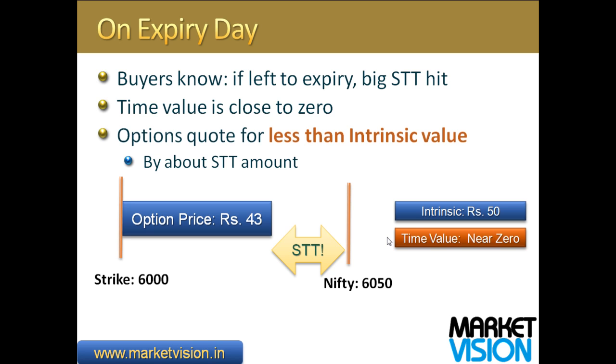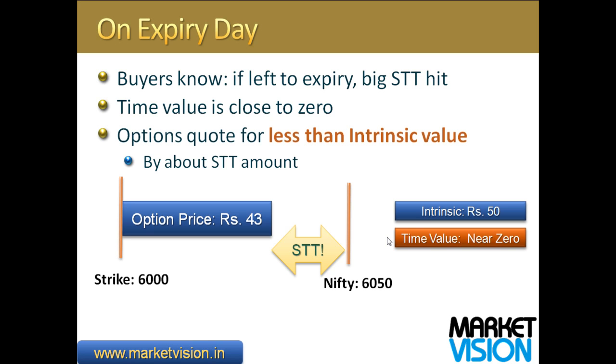Therefore, on expiry day, buyers know, if I leave this option to expire, I will get a big STT hit. Time value is anyway close to 0 because we are on expiry day. Options therefore quote less than intrinsic value, and the difference is usually the STT amount. An example here in the chart that you see is that the option price is 43 rupees for a 6,000 call option, yet the Nifty is at 6,050. The intrinsic value should be 50 rupees, but it's not. It's 43 in this option because the STT causes the difference.